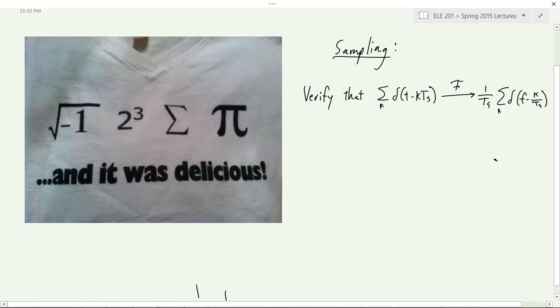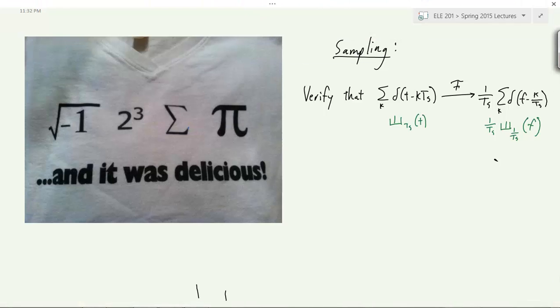So we want to verify this. Of course, we have a name for this. We're calling it using the Shah notation. It's this function because that's what it looks like. It's a delta train. And on this side, we get the same thing, except the scaling is that the width between delta functions is 1 over Ts, or sample frequency. Okay, so we're saying these are a Fourier transform pair.